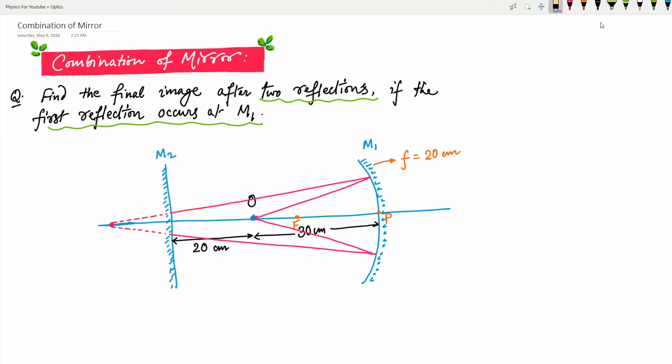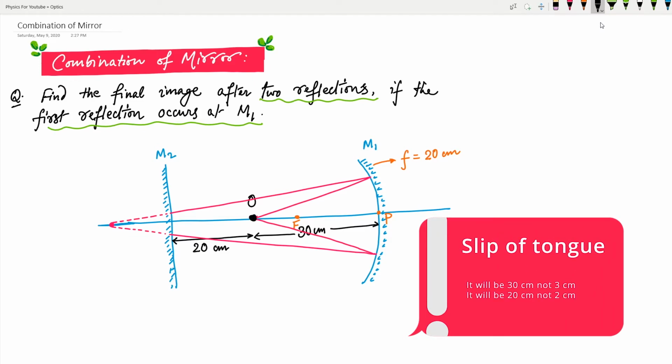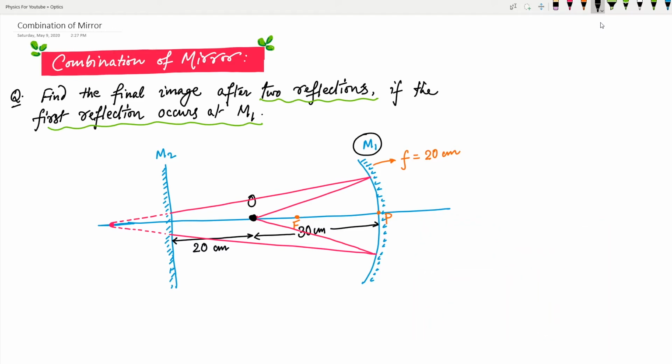So how to solve this kind of question? Now the object is placed, this point is the object. It is placed 30 centimeter in front of the concave mirror and 20 centimeter in front of the plane mirror. Since M1 is taken as the first point of reflection, we'll consider it first. Where will the image be formed if we use mirror 1 as the first point of reflection? Since this is a spherical mirror, we will use the mirror formula, and we know the direct formula for finding the image distance in case of a spherical mirror.